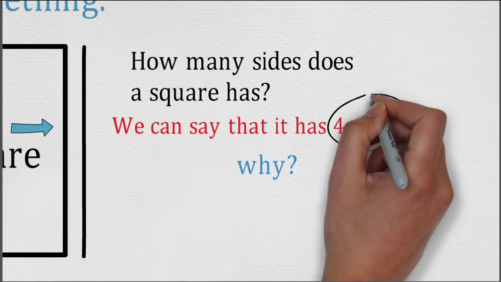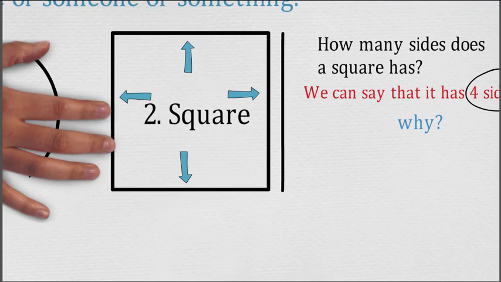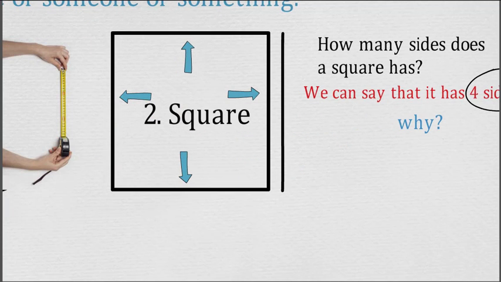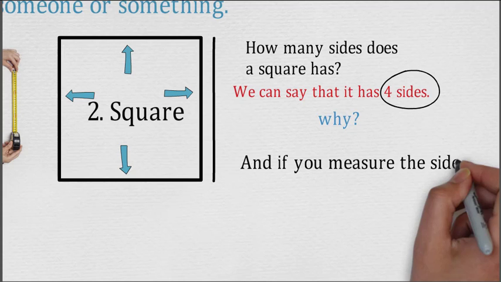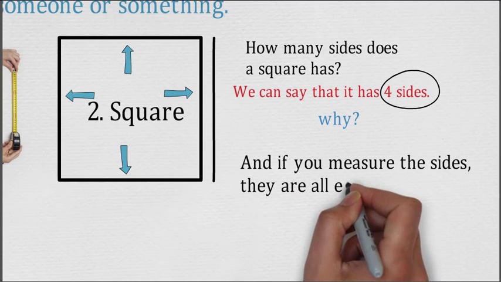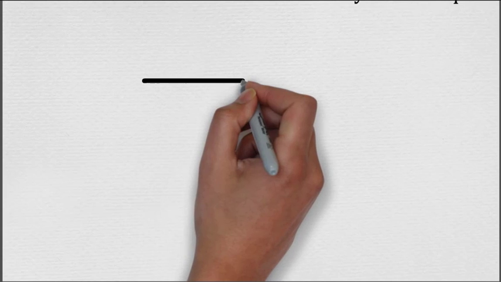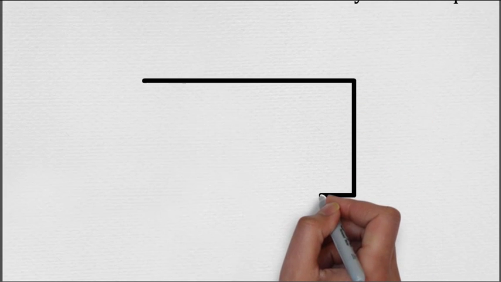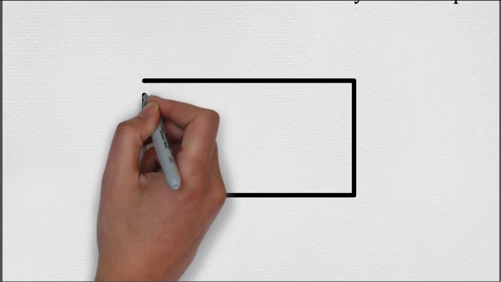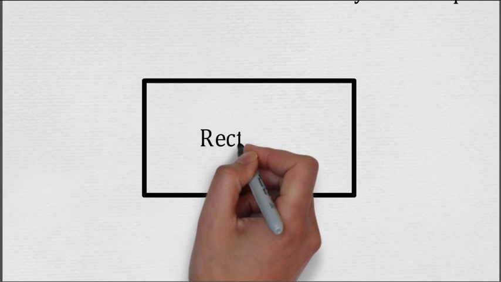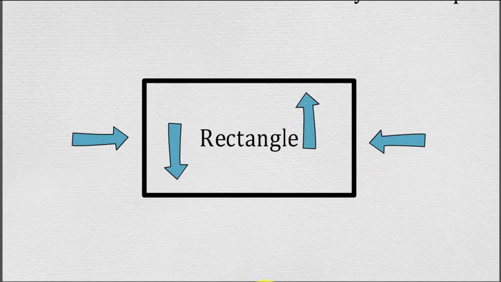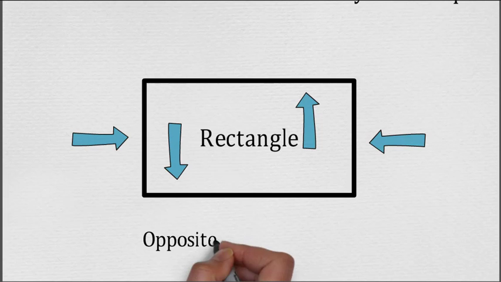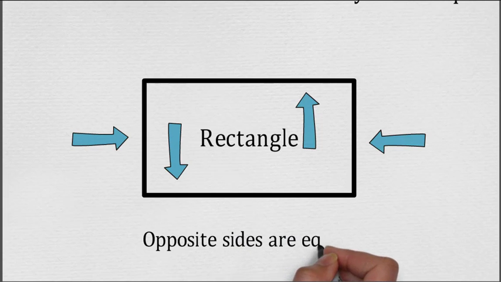Yes, these are the sides. Now if we measure it with some measuring instrument, we will find that the 4 sides of the square are all equal, so we call it a square. Now let me draw another one. This is called a rectangle. Why is it a rectangle? Because the opposite sides are equal. In a rectangle, opposite sides are equal.